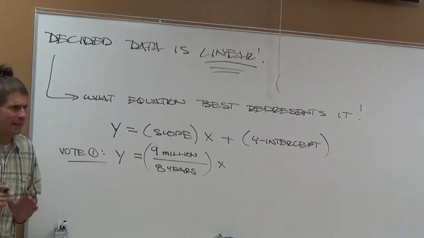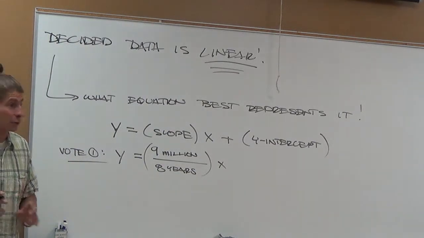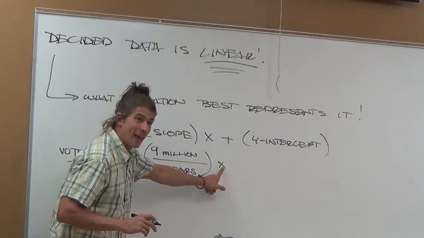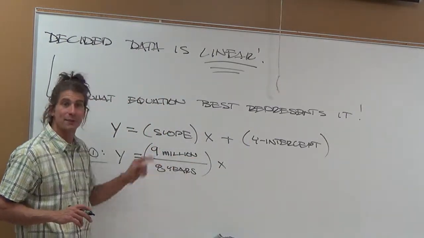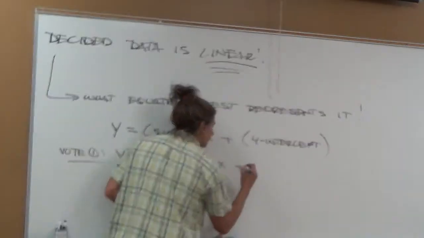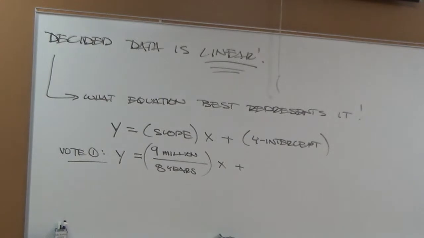Now what's x going to be again? X is how many years. And the reason we like that is because whatever that number is, unit-wise, the units are going to cancel the years over here and leave the millions behind, which is what we want: millions of people. Plus the y-intercept. What's that going to be? What do you think?